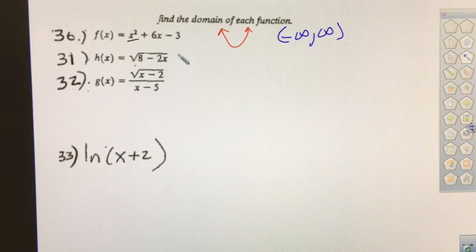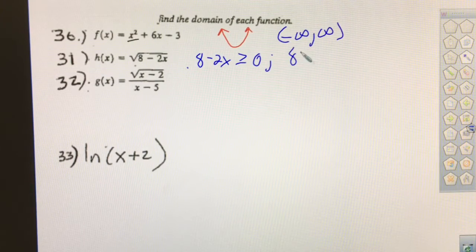This one, I'm not allowed to take the square root of any negative number, so what's underneath the radical has to be greater than or equal to 0. So 8 minus 2x has to be greater than or equal to 0, and when I solve that, I kick the 2x over, and that gives me 8 is greater than or equal to 2x. I divide both sides by 2, and that's going to give me x is less than or equal to 4.